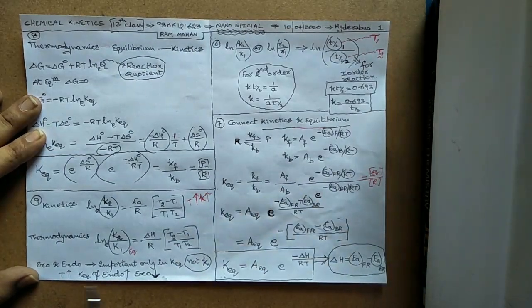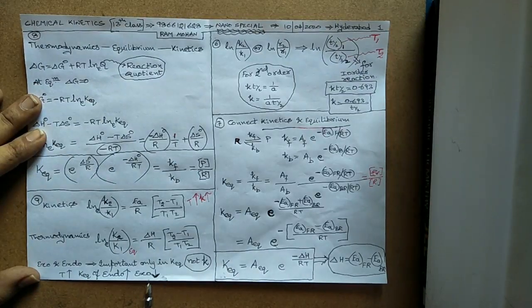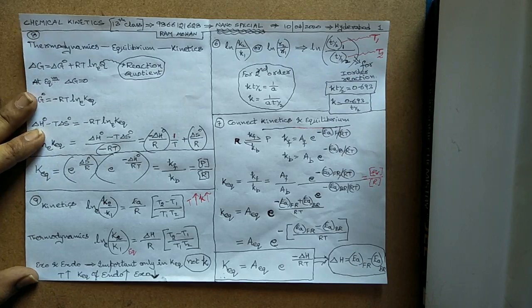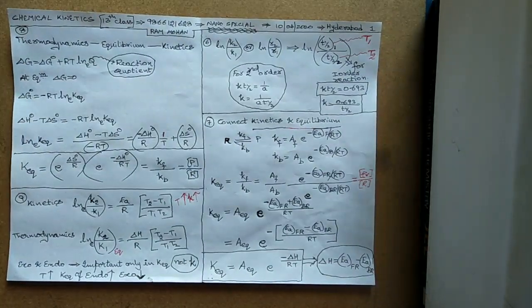Whereas with rise in T, the equilibrium constant for endothermic rises, whereas the equilibrium constant for exothermic drops. Sir, which endo, which exo? Forward endo, forward exo. If forward is endo, then you say equilibrium is endo. If forward is exo, then you say equilibrium is exo. So like that, it will change. So that's what we have.